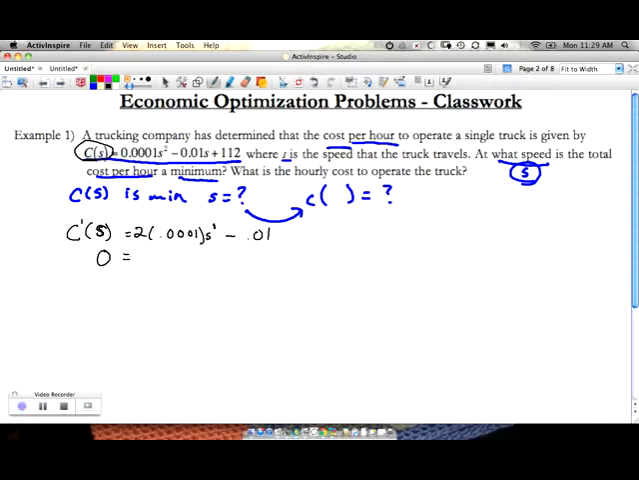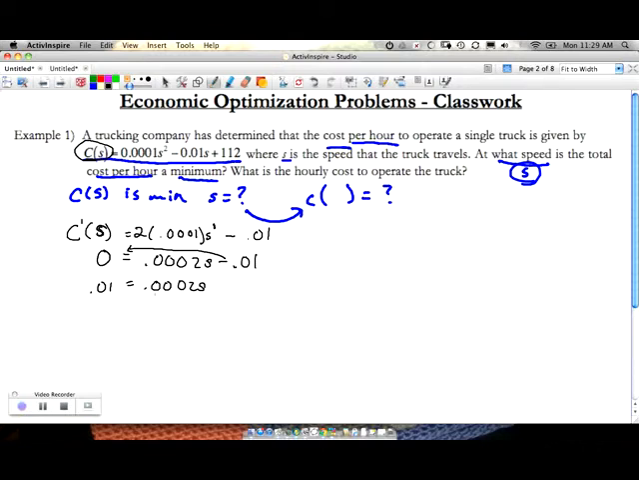We want to set that equal to 0 to find our critical values. So it's going to be 0.0002 S minus 0.01. So I'm going to move this 0.01 over to the other side. That would give me positive 0.01 equals 0.0002 S.